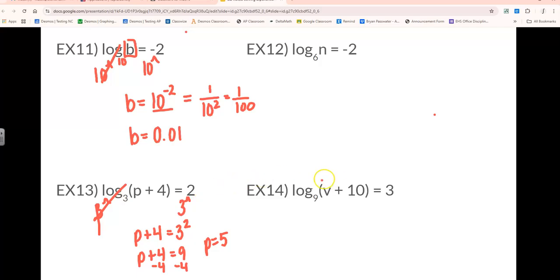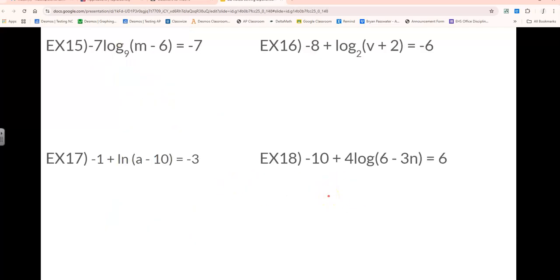Okay. 14 is pretty much the same. Let's skip to 16 over here. Actually, I want you to have some time. Let's go on to 18. We can do 18. We can do them all.